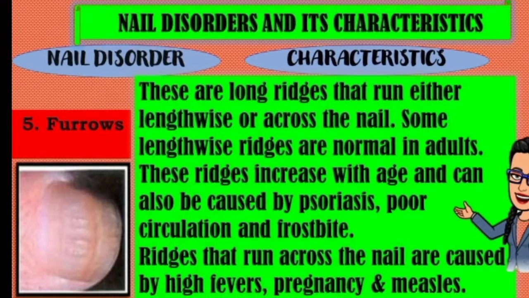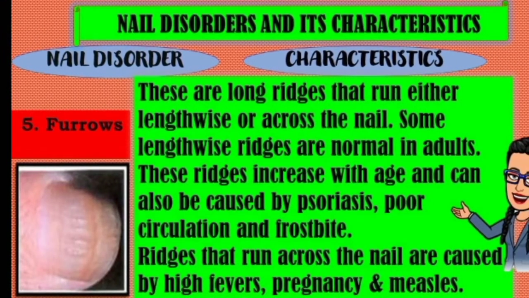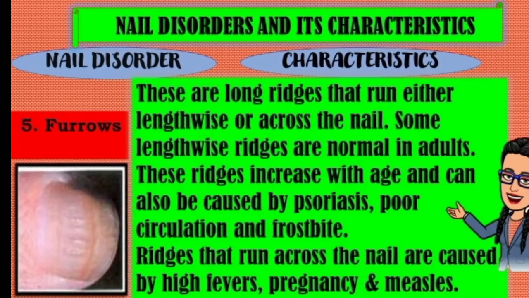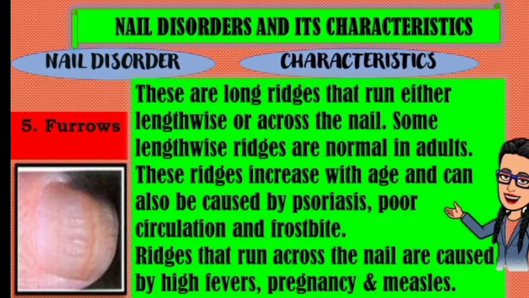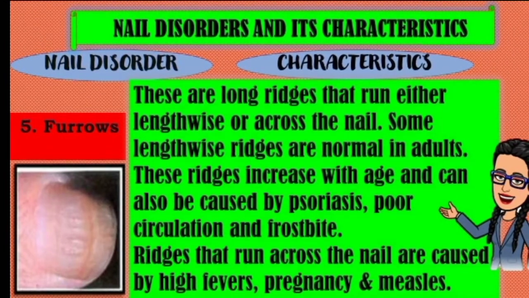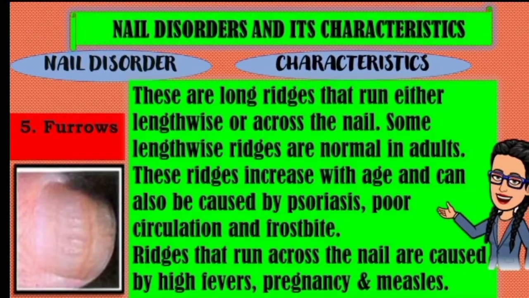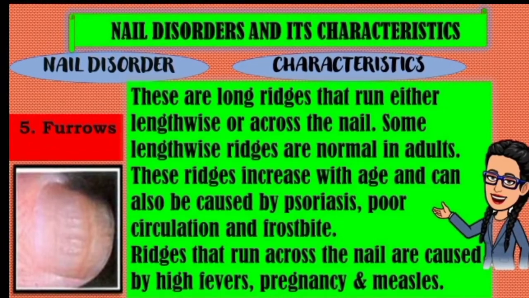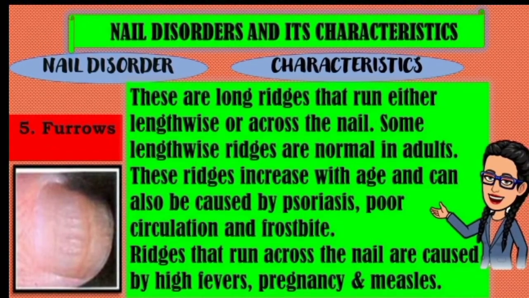Furrows, these are long ridges that run either lengthwise or across the nail. Some lengthwise ridges are normal in adults. These ridges increase with age and can be caused by psoriasis, poor circulation, and frostbite. Ridges that run across the nail are caused by high fevers, pregnancy, and measles.